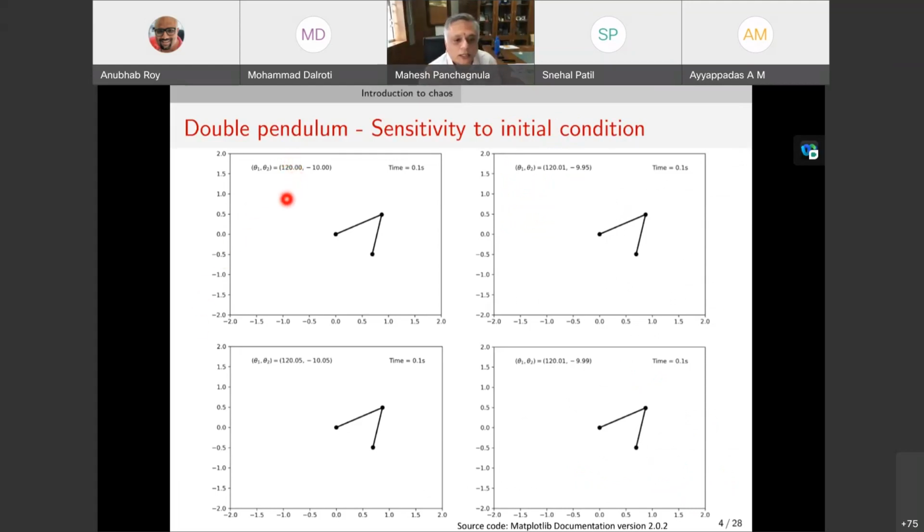You'll see this. The initial condition here is 120 comma minus 10. The initial condition in the other one is slightly off, only in the second decimal place in each of these cases. Okay, so I'm going to play this video.